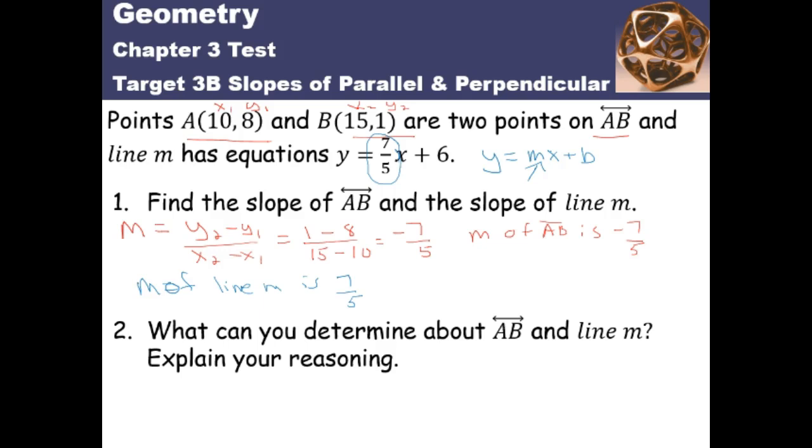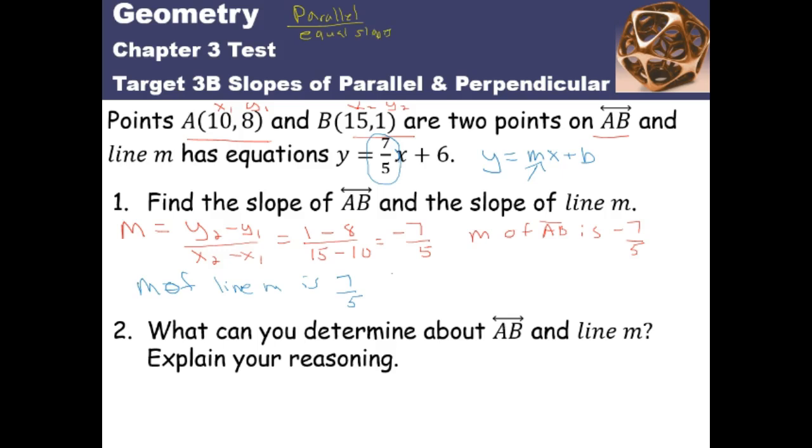Now question 2 says, what can we determine about AB and line M? So the thing is, if two lines have the same slope, they're parallel. So let's just write this somewhere. I'm going to write it in yellow up here at the top. Okay, so if the lines are parallel, they have equal slopes.